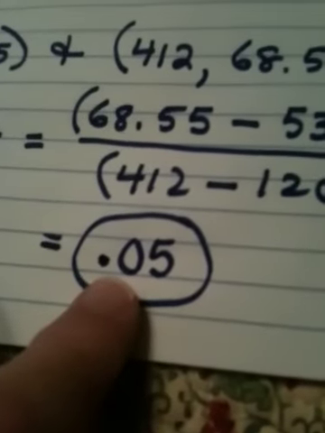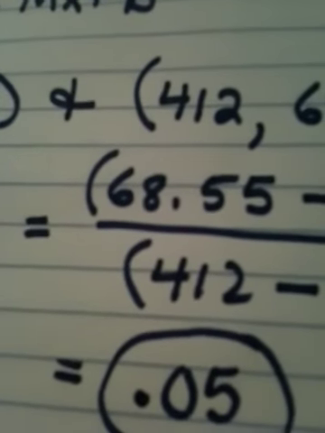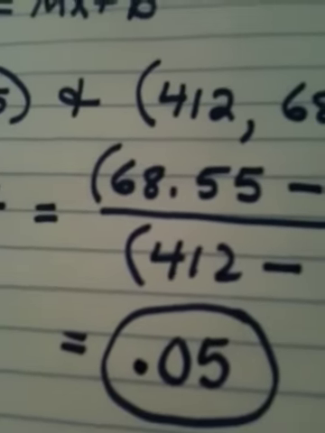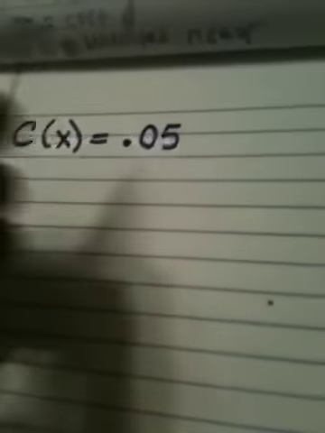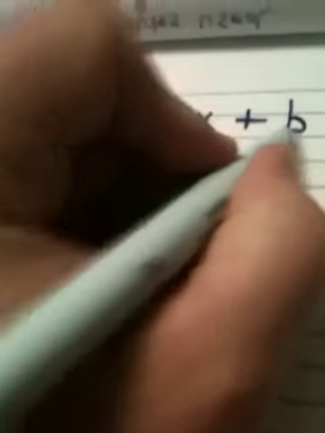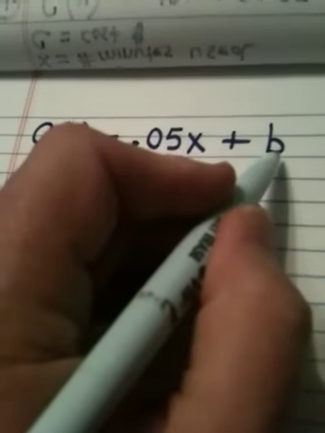What's kind of cool here is that 0.05 is going to go in for slope, but what it really is, is our rate per minute for long distance calls. So, here's where we are so far. We know that C of x equals 0.05x plus b. This is as far as we are. Now we need to find b.